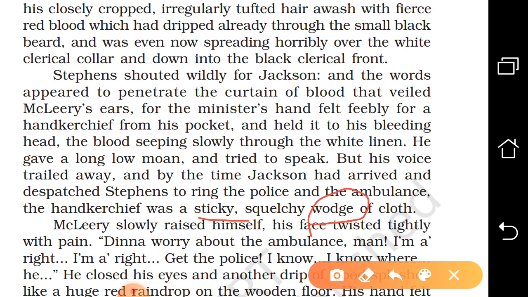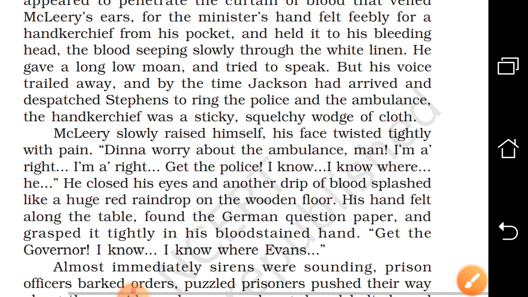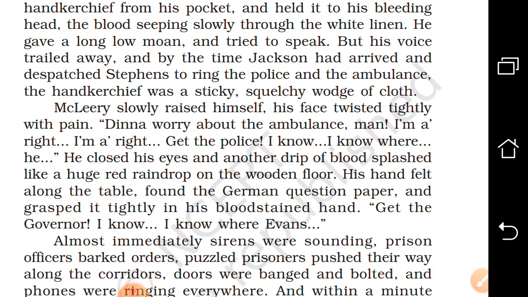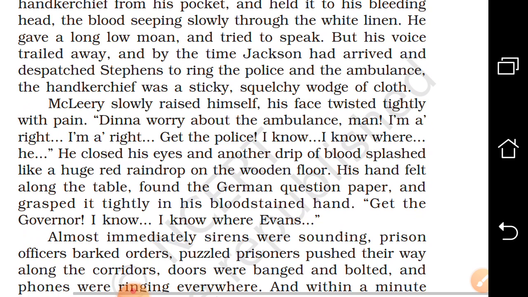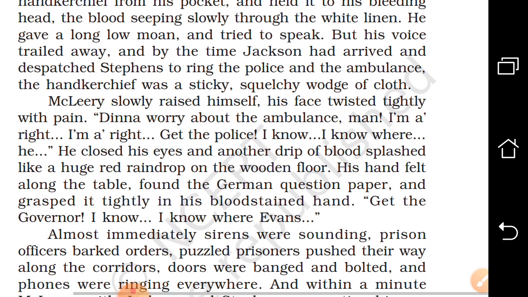McClary slowly raised himself. Actually, now we can see two McClarys, one already gone out, escorted by Stephens. Now another McClary, covered with bloodstains, with blood coming out through the ears, and on his handkerchief, pocket, everywhere blood is there. McClary slowly raised himself, his face twisted slightly with pain. Do not worry about the ambulance, man. I am all right, I am all right, he is telling. Get the police, I know where he has gone. He means Evans. Actually Evans cheated him, like that he was shouting, and he knows where he has gone.